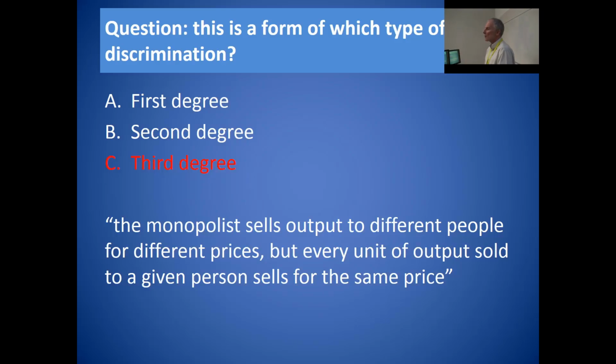It's why pensioners get a reduction for rail travel or bus travel. Why do students get discounts in nightclubs or cinemas? You're more price sensitive. You've got a lower willingness to pay. And the monopolist charges a lower price to those, and those customers with a higher willingness or ability to pay, it charges a higher price to. That is third degree price discrimination.